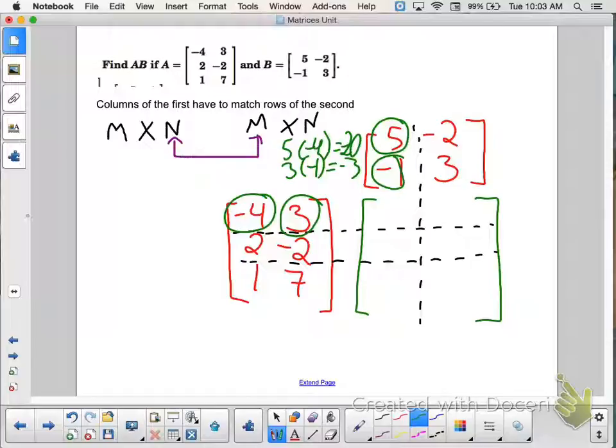Now I have two numbers. I have to somehow do something with them that will get me this one number. So the next part we do is we add these. So negative 20 plus negative 3 is negative 23.